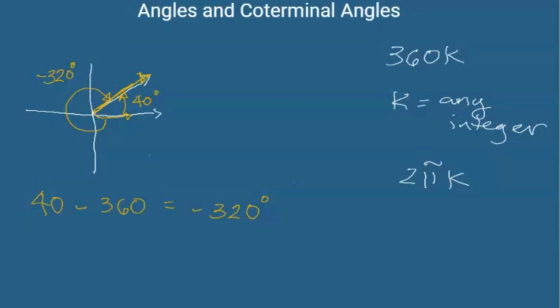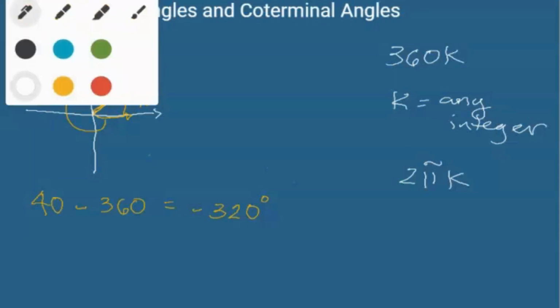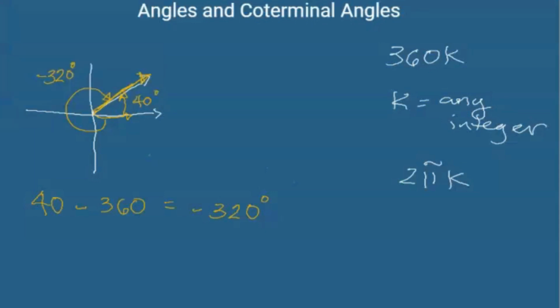wherein they share this terminal side with the 40 degrees. So just remember, when finding coterminal angles of a certain measurement, all you need to do is just plus or minus 360, or if it's in radian, plus or minus 2 pi. Okay, let's have another example.